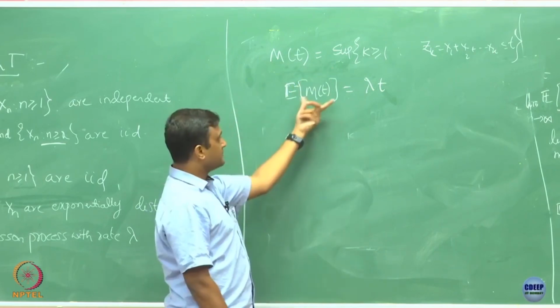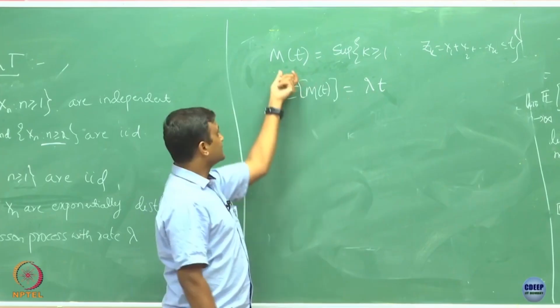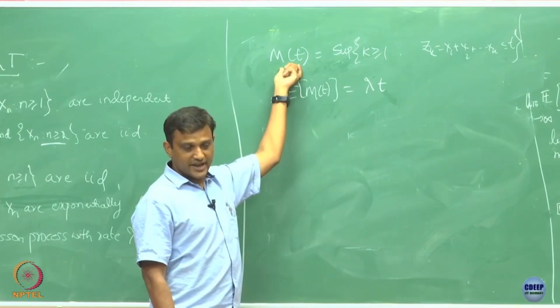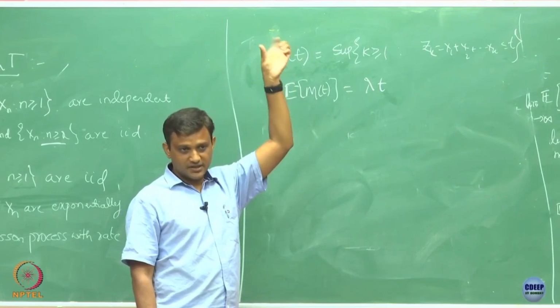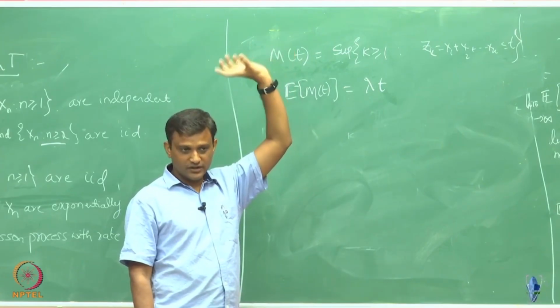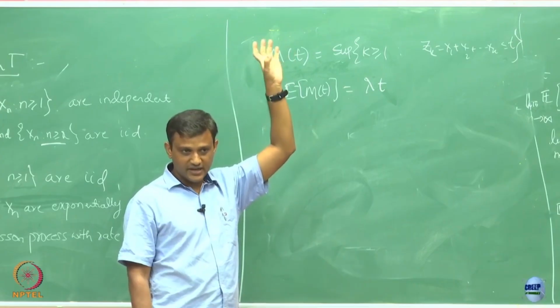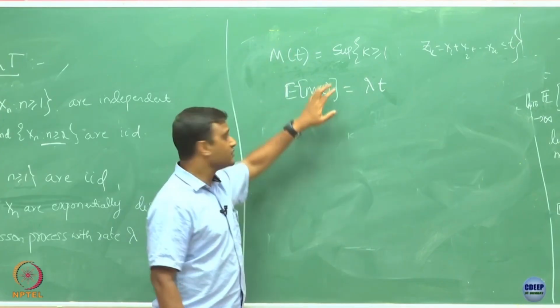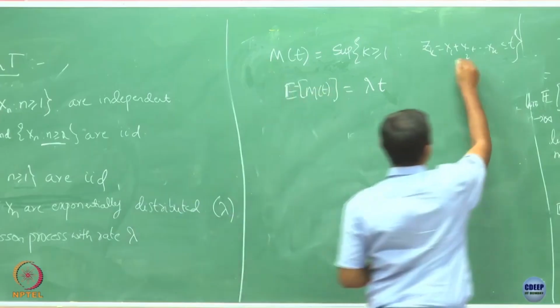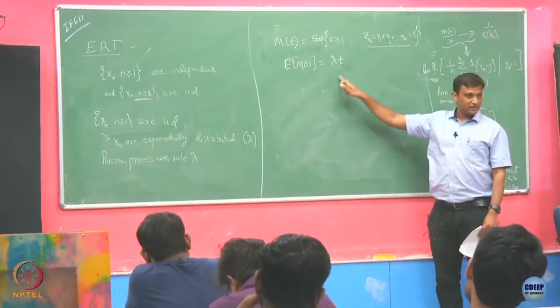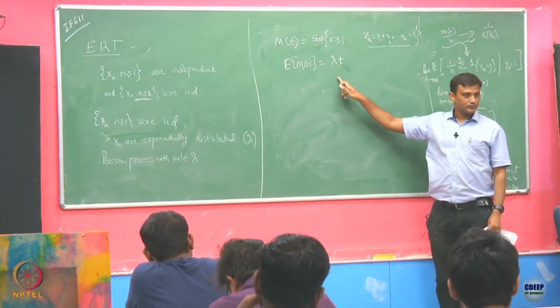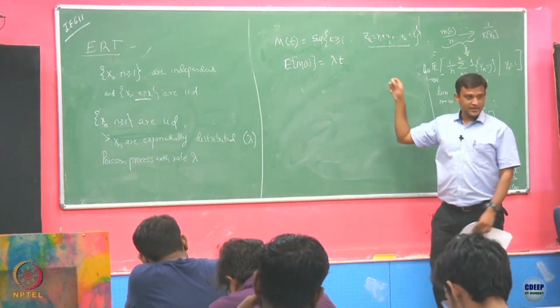Now, this is just by the interpretation: m of t is nothing but the number of arrivals or counts in the interval 0 to t, and I know that is Poisson distributed with rate lambda t, and that has to have mean lambda t. But you can also, using this notion that Zk is the sum of this, derive the same thing. You have to check that.